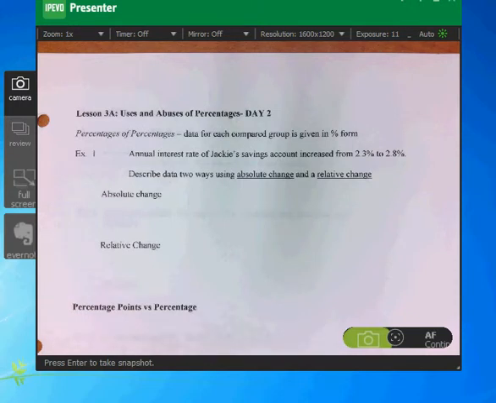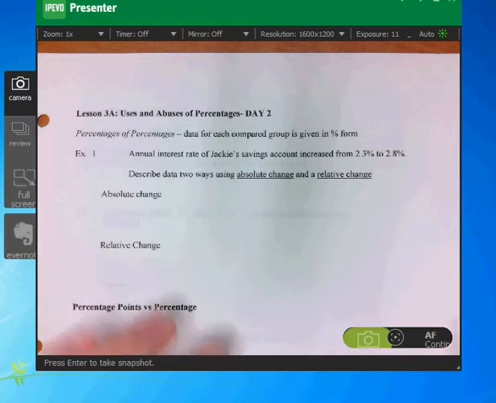So first one, the annual interest rate of Jackie's savings account increased from 2.3% to 2.8%. We need to describe this data using both absolute change and relative change, just so you can see the difference of where people get confused on what we're actually looking for.